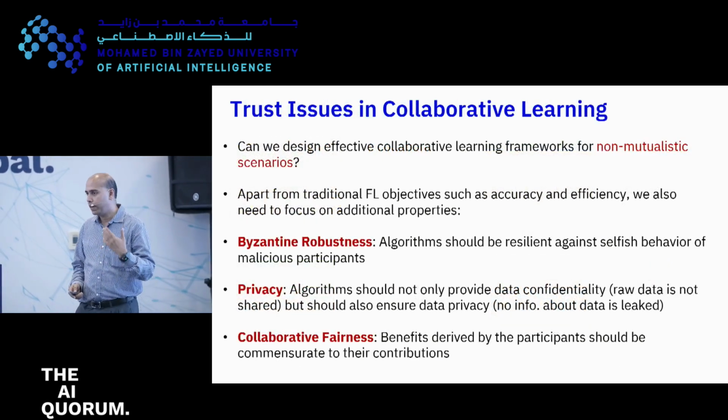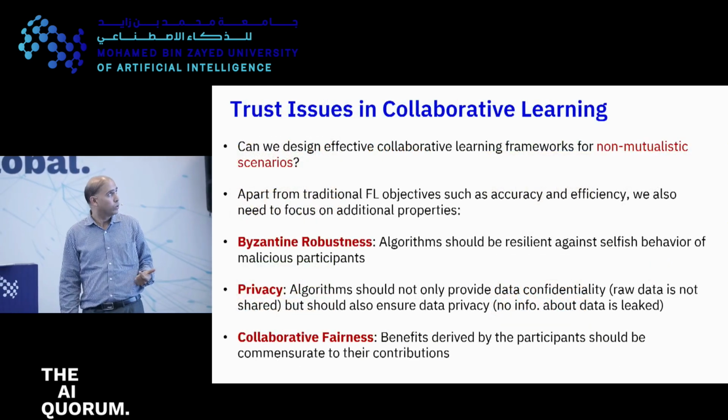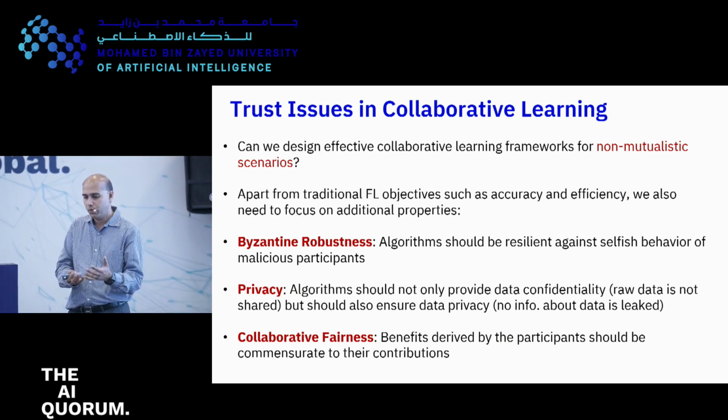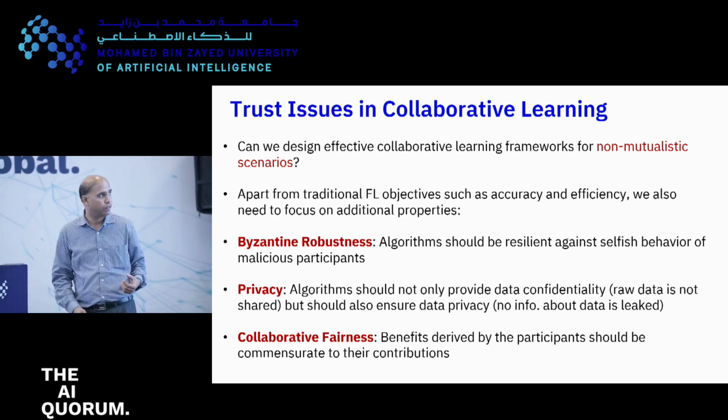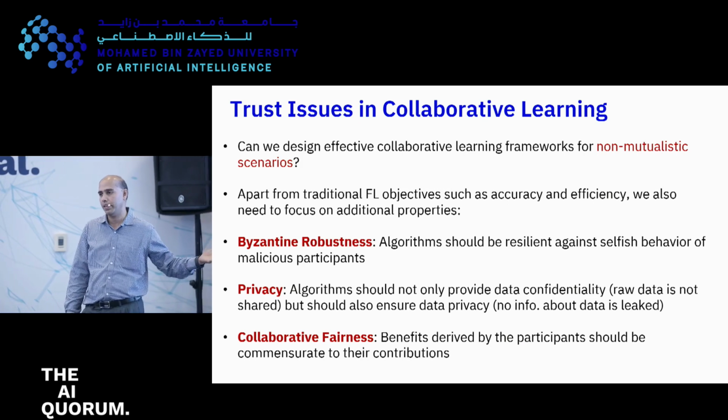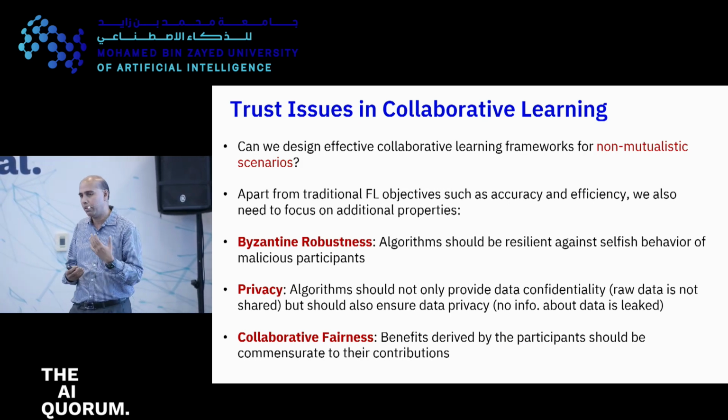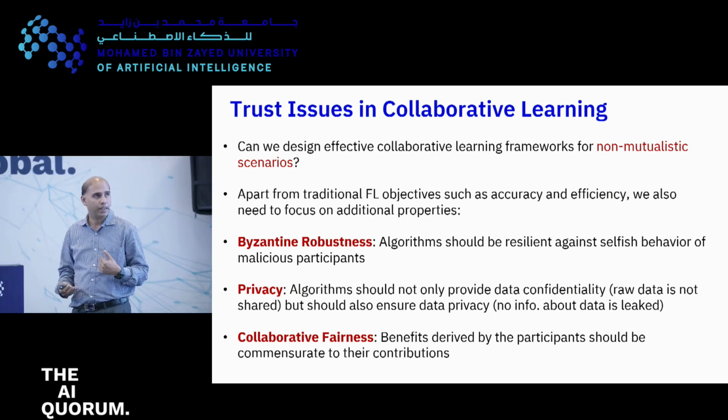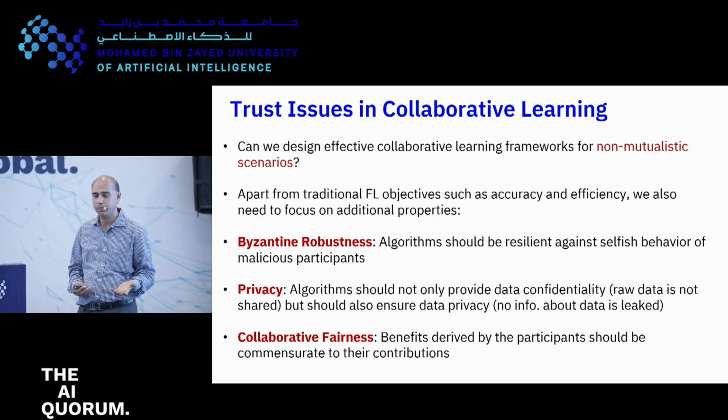It boils down to three main problems. One is, instead of just focusing on accuracy and efficiency, we also need to look at things like Byzantine robustness, which Samuel introduced in the morning. So you need algorithms that are resilient against selfish behavior by malicious participants.